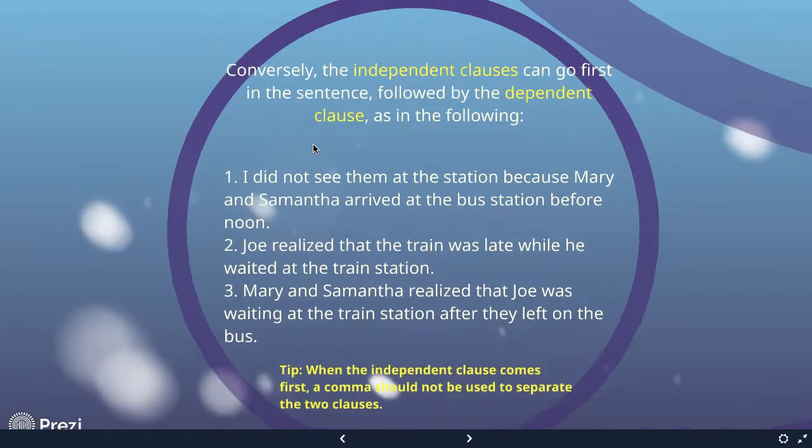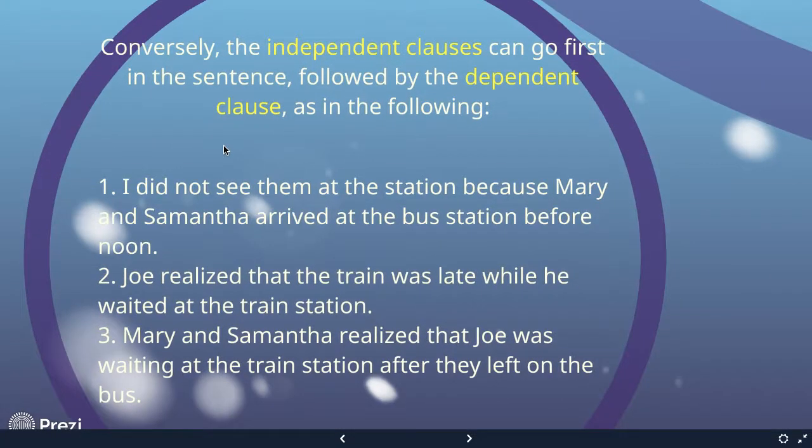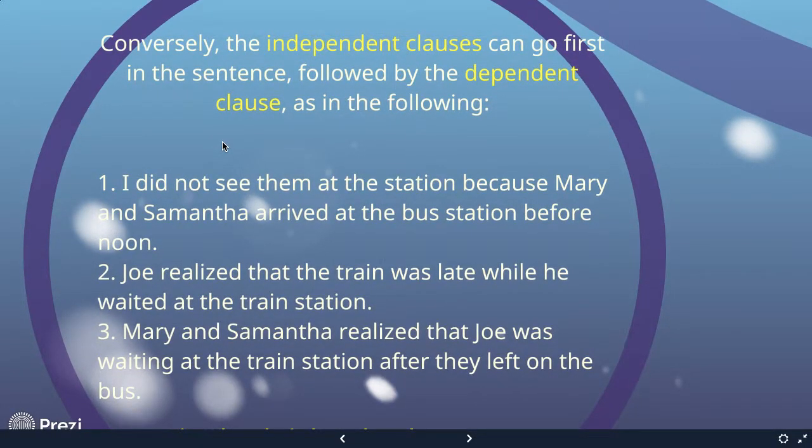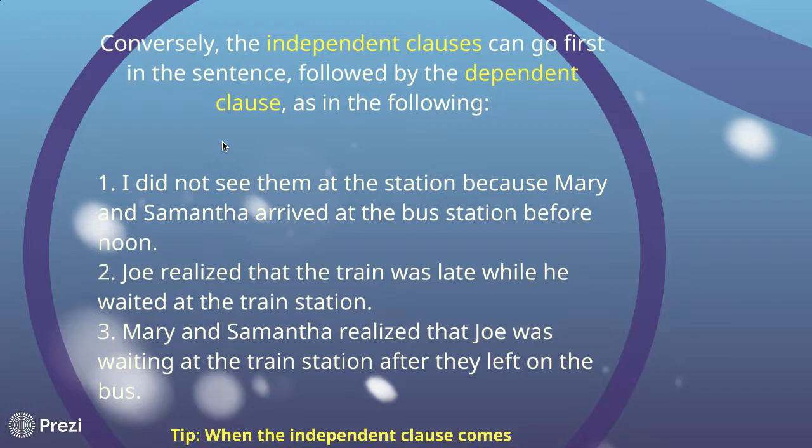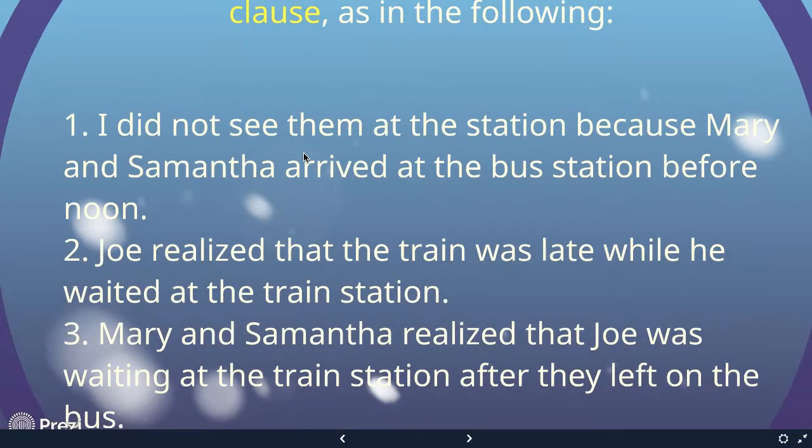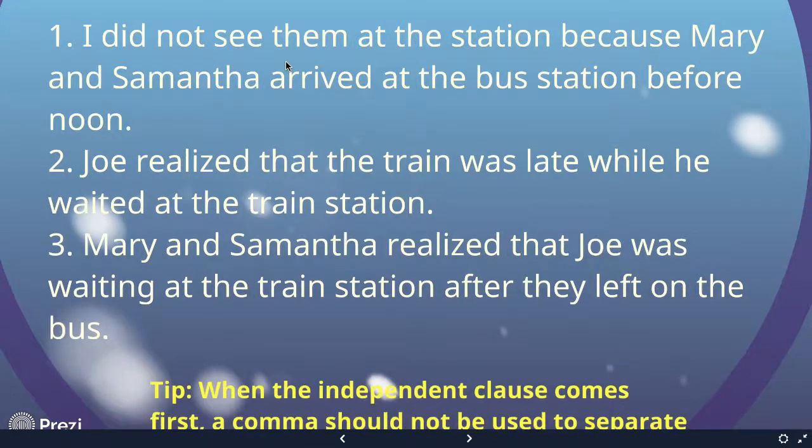All right, confusing part. Conversely, an independent clause can go first in a sentence. You don't have to start with the dependent clause. So you could start with an independent clause followed by a dependent clause, and you would have examples like this. You should start to notice something, though, so far as the punctuation.